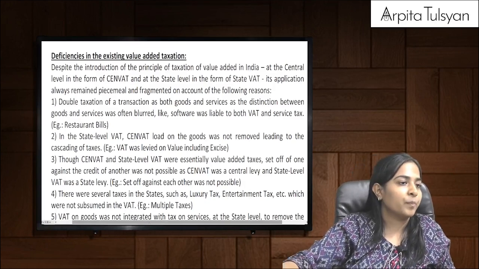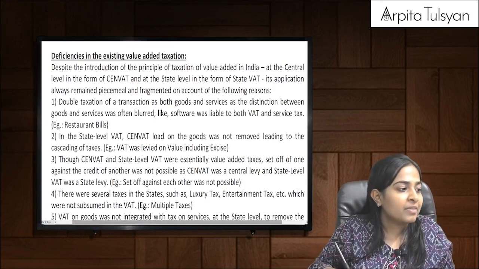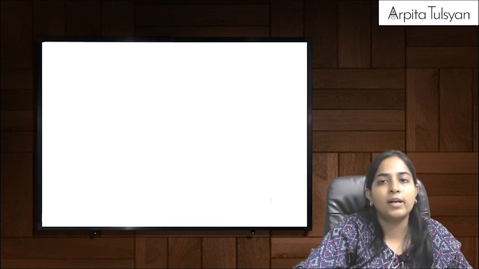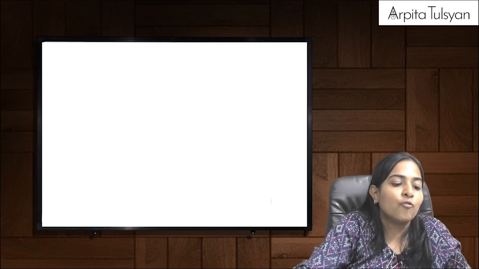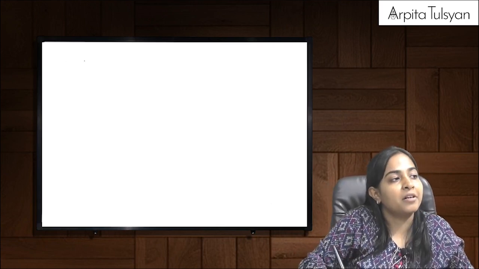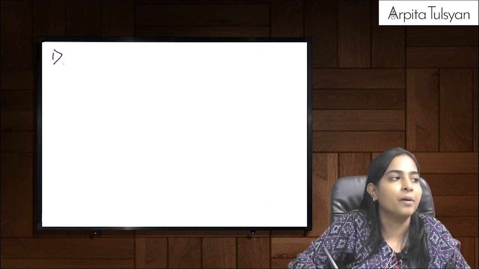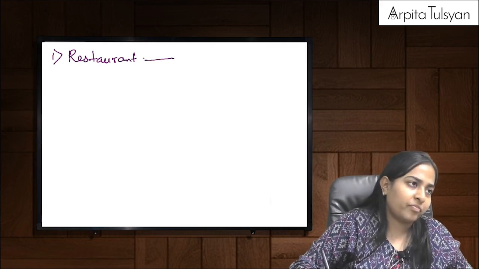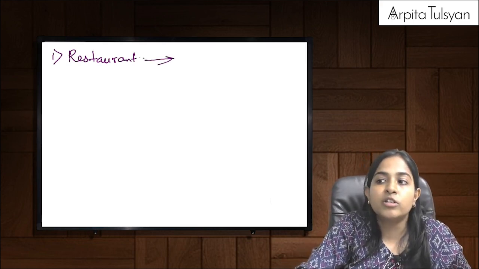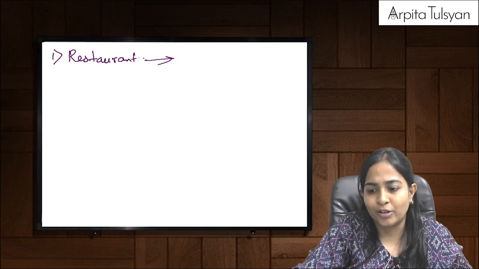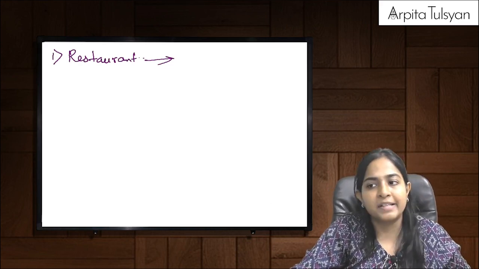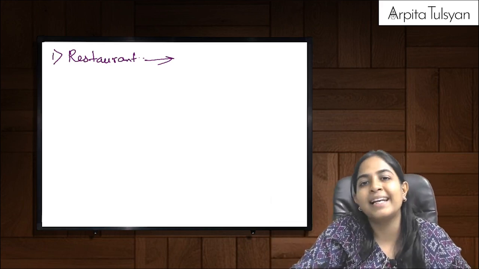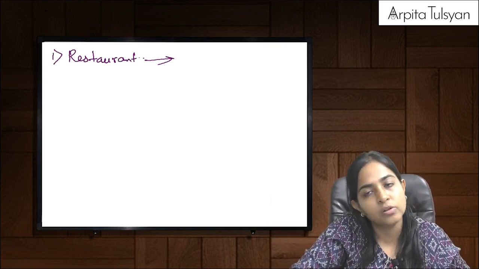Now, just try to understand, everyone. I'll give you a few examples. Tell me whether it is a problem or not. What used to happen earlier, first problem: when we talk about restaurant or hotel, goods are also involved and service is also involved. Am I right? Goods means food is involved, and they serve it to your table, so labor charges, service charges are also involved.